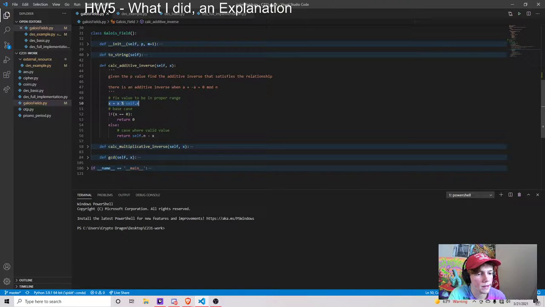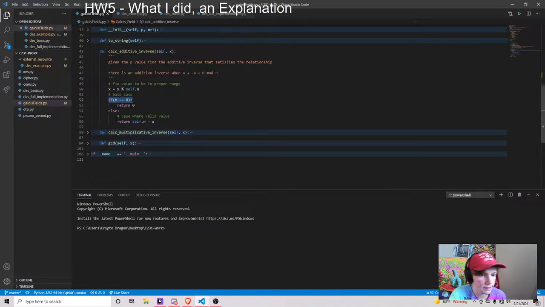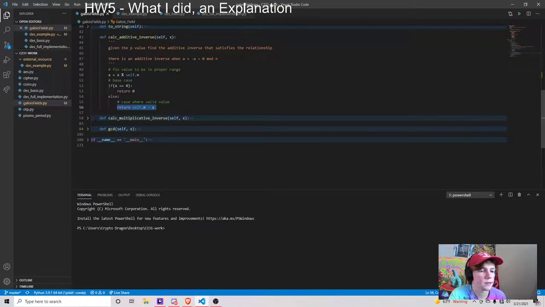Then from there, if the x value is 0, then we should return 0, since 0 plus 0 will indeed equal 0 mod n. Whereas in the else case, you need to do whatever the max value is minus x, because that's what will output to 0 mod n.